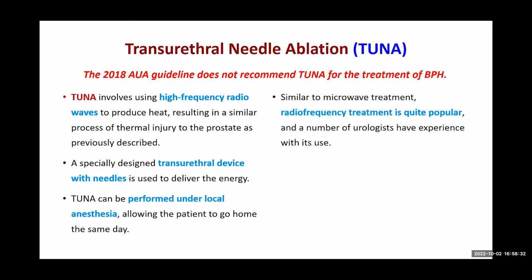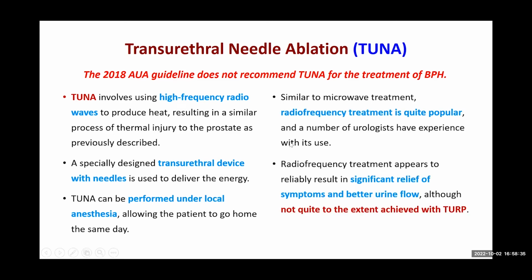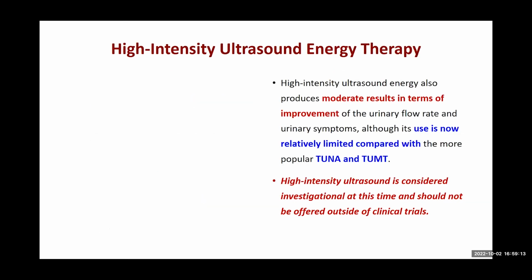It is performed under local anesthesia, and similar to microwave, radio frequency treatment is quite popular, and a number of urologists have experience with its use. It provides significant relief of symptoms and better urine flow, not quite to the extent achieved by TURP. All right, so the bottom line is that all these new procedures are under development, and they are slowly and gradually being adopted by urologists, and how successful they are, we will get to know when the clinical trials become available.